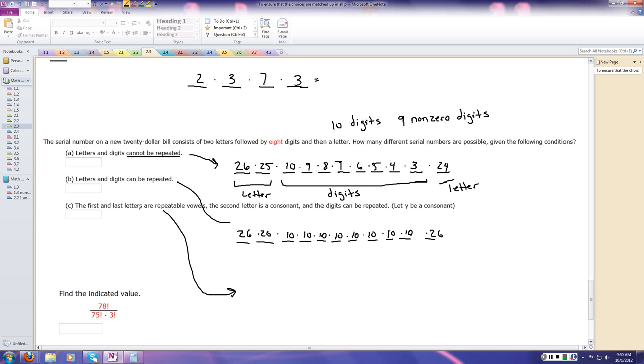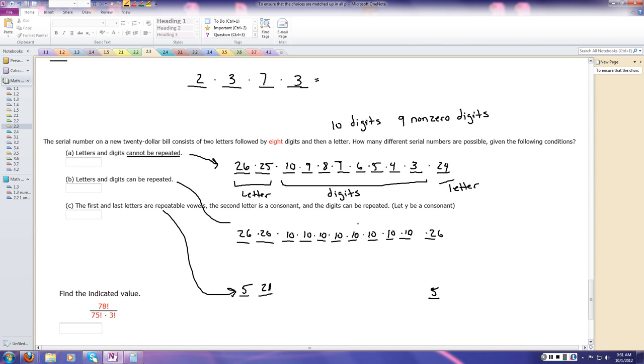So the first and last letters are repeatable vowels. A, E, I, O, and U. So there's 5 possible vowels. I have a 5 here, and then my last one I'm also going to have 5 options. The second letter is a consonant. So for consonants, I have 21 choices.